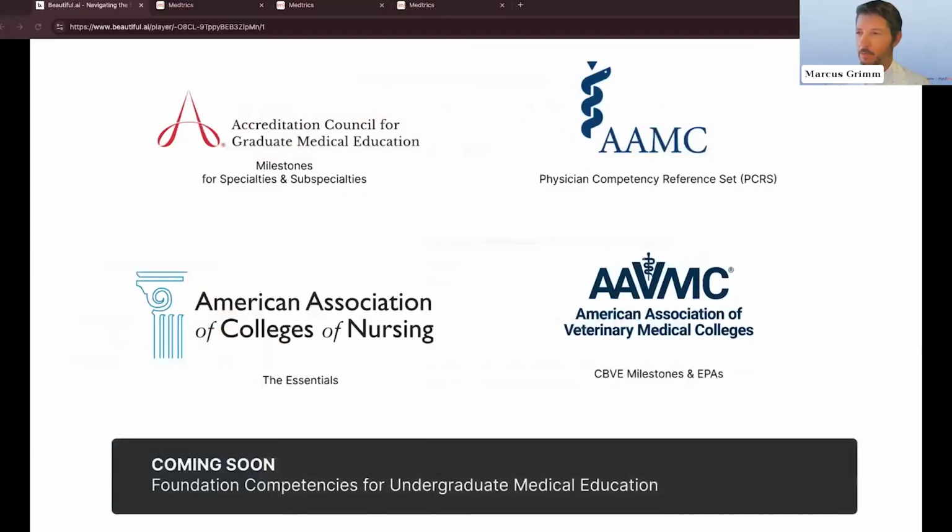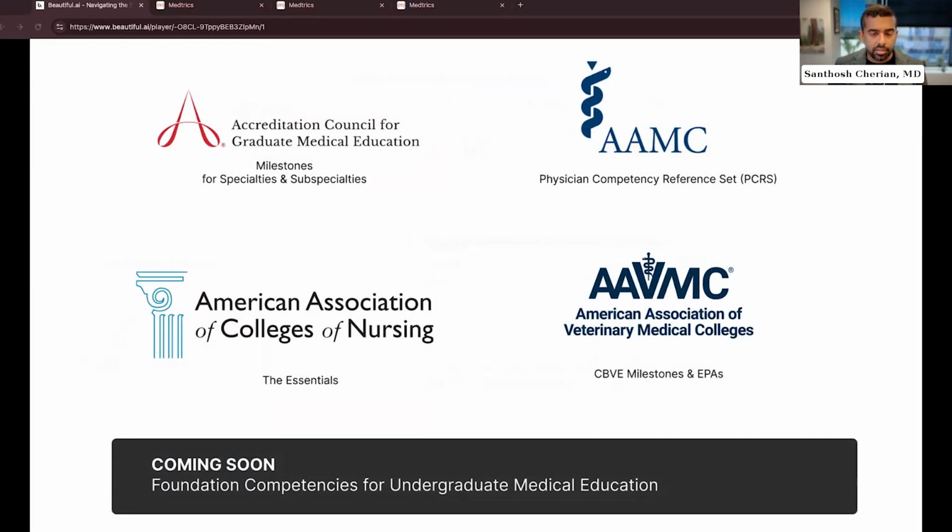So if we take a look at the next slide here, every one of these organizations is at different stages of implementation with competency-based learning. Just walk us through where we are with these major bodies right now and where we're going. Yeah, I picked out a few of these that we've worked with recently with Metrics and the organizations that we're working with. But this is happening across the world. Different entities are putting together competencies for various health professions.